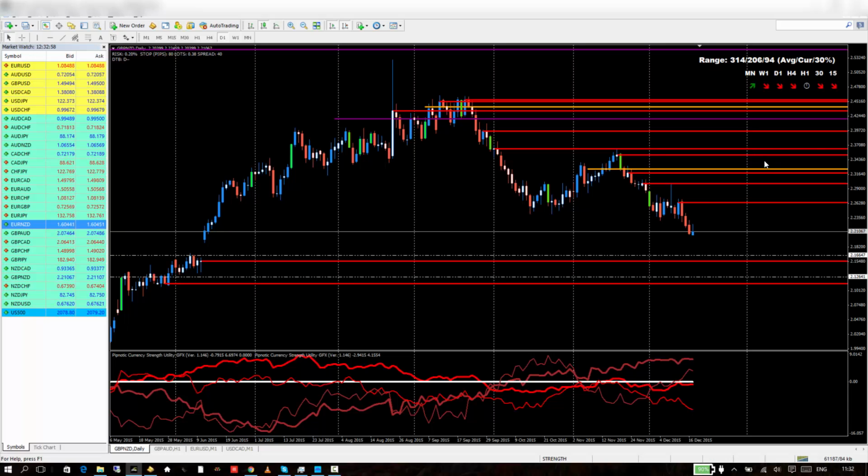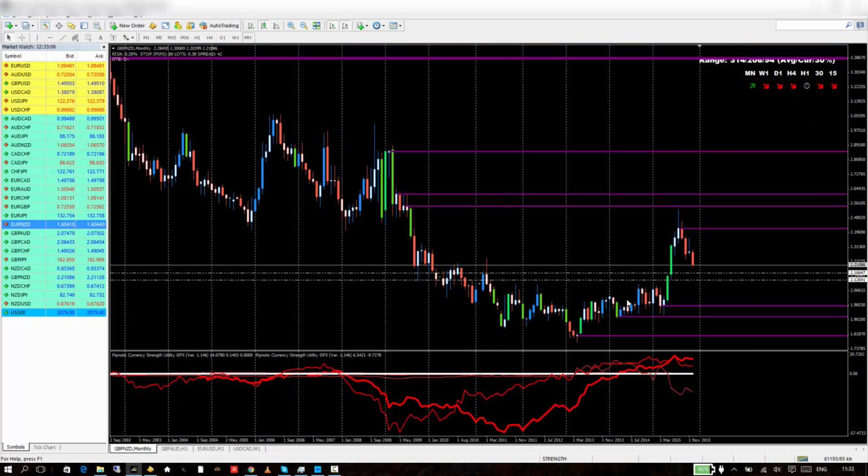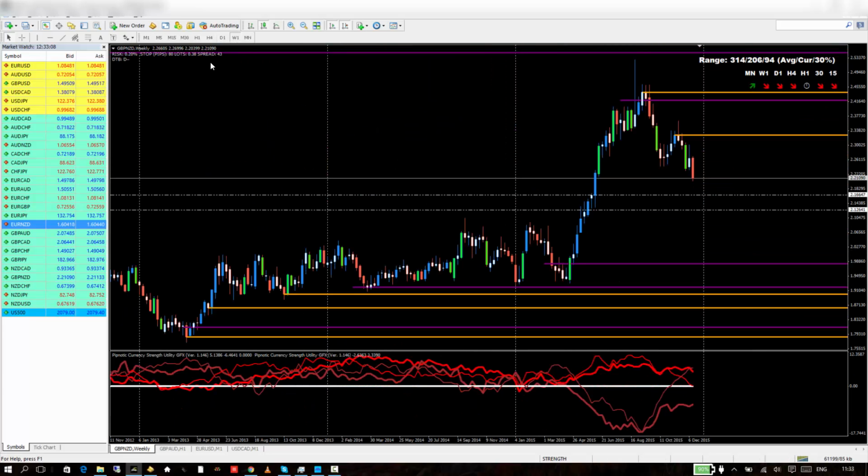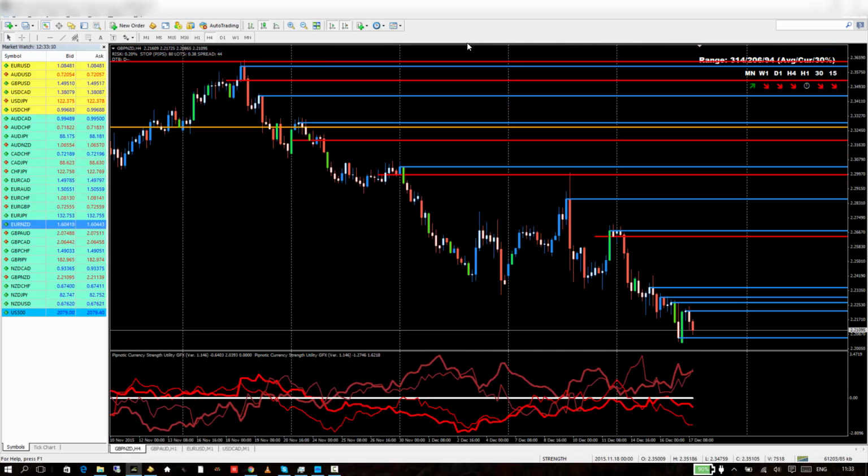Just give it a minute because it has to download price information in order to perform the analysis. And so this is what you can see happening when the lines kind of disappear and start drawing. Okay, we'll go to the 4-hour chart, and this is what you want to do.